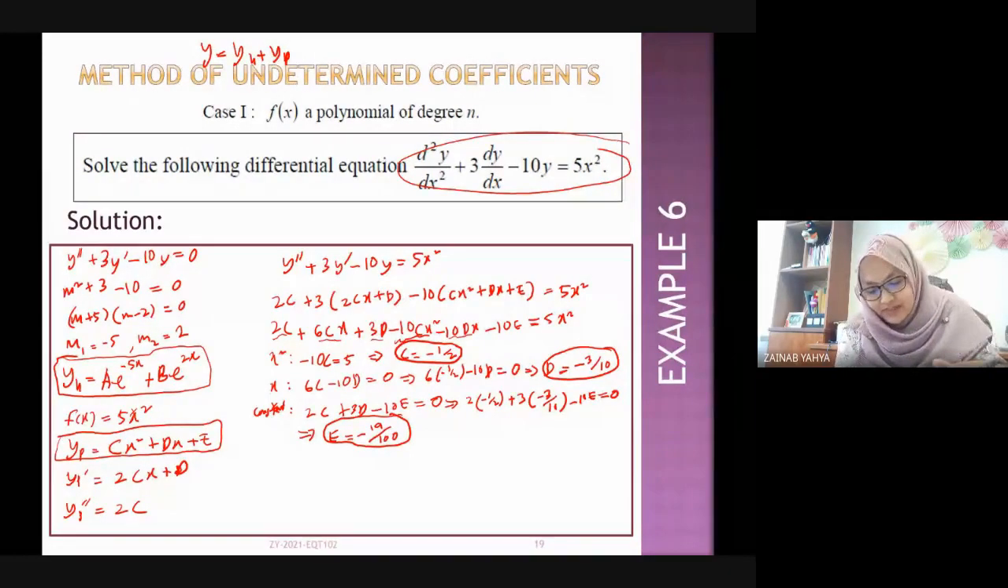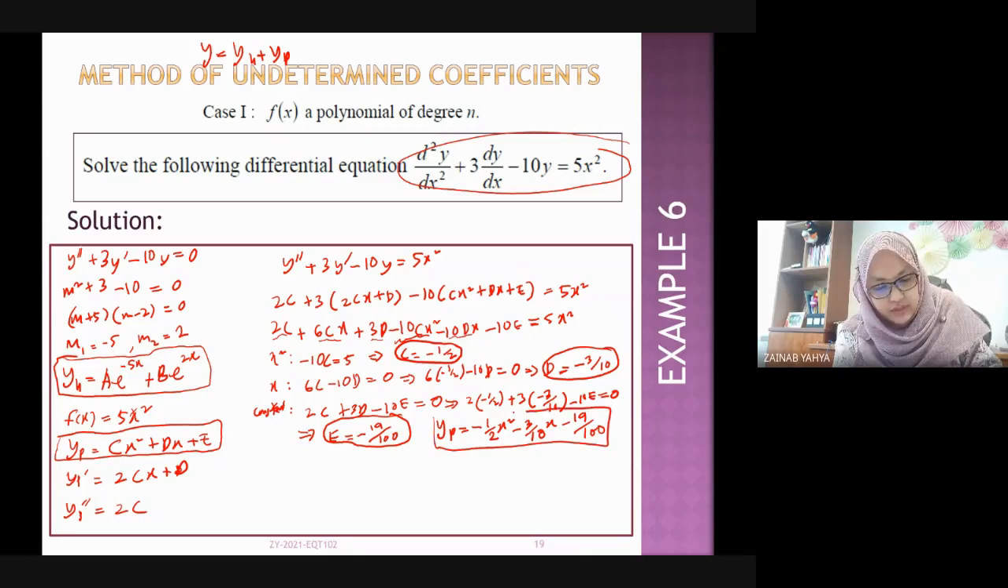Okay, so we can conclude that yp is equal to negative 1 over 2 x squared, substituting the values of the unknowns, minus 3 over 10x, minus 19 over 100. So this is the yp that we want. Remember the solution is y equals yh plus yp, so don't forget to write the final answer.